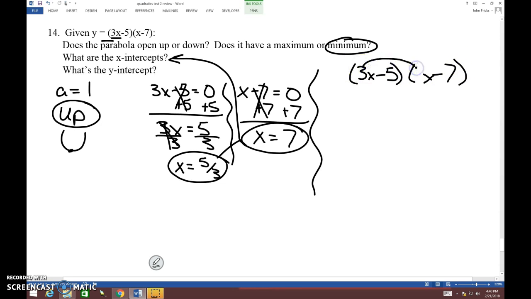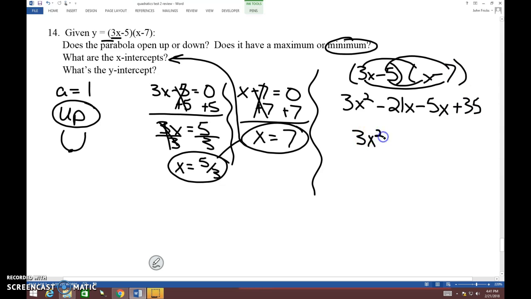So 3x times x is going to be 3x squared. I've got outsides, which is 3x times negative 7, which is negative 21x. I got negative 5 times x, which is negative 5x. And then negative 5 times negative 7, which is going to be positive 35. So when I write this out in standard form, I'm going to get 3x squared, negative 21 minus 5 is going to be negative 26x, and then plus 35.